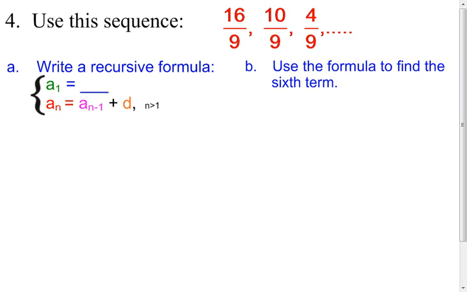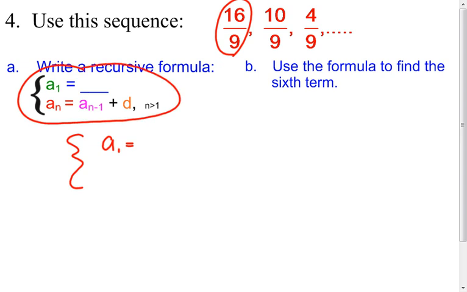So I know that the first term right here is 16/9. So when I make this formula, what you tell me is I follow this part right here, okay? And I'm telling you that the first term on the list is 16/9. Then what this means is this. To get any term, I take a n minus 1. And that means it's the previous term, and I add my constant difference to it.